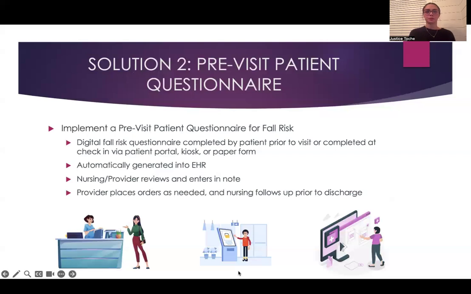The next solution that could be implemented to address the critical gap in fall risk screening is a pre-visit patient questionnaire. The implementation would require patients to complete a digital fall screening before their visit via patient portal or check-in using a kiosk system. If unable to utilize the digital form, a paper formatted form can be filled out at check-in. Registration will enter the paper screenings into the electronic health record. The digital screenings will then automatically be generated into the electronic health record for the nurse and provider to assess and enter into their note. The provider places orders as needed, and the nursing staff follow up before discharge.